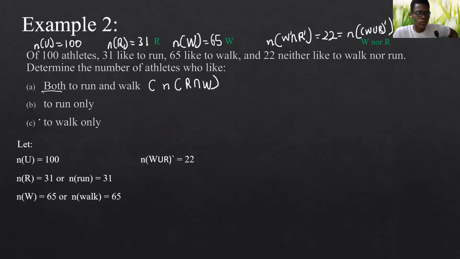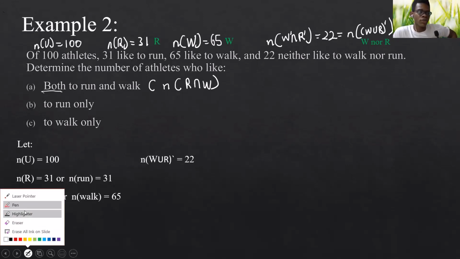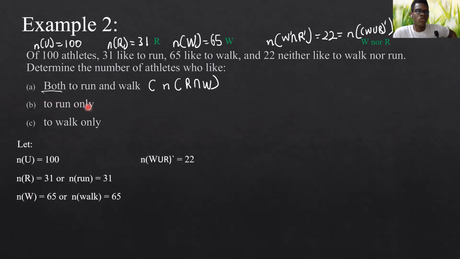And for B, to run only and to walk only, we know how to figure those out. You just use the number of elements in R and subtract the intersect. That's how you get the onlys. You subtract the intersect from the total number of elements in the set, and that gives you R only. Do the same thing for W, and you'll be fine.